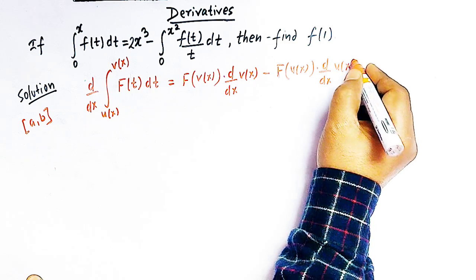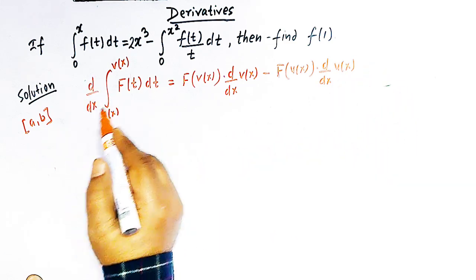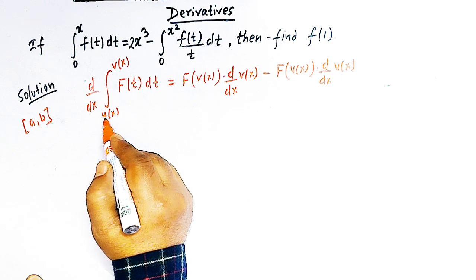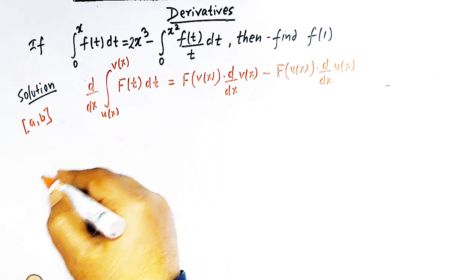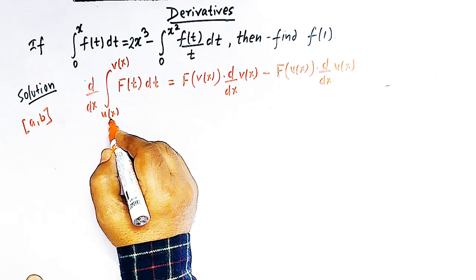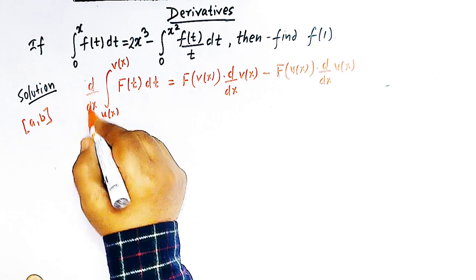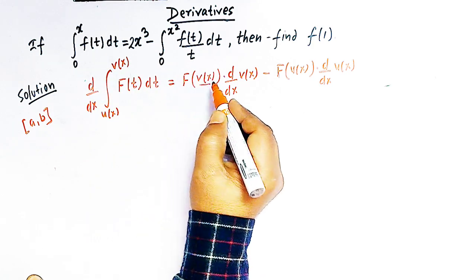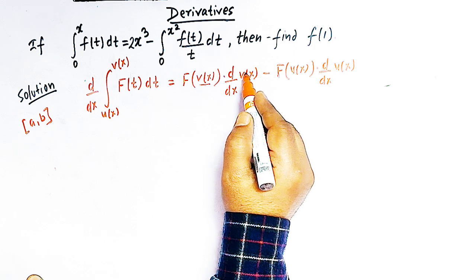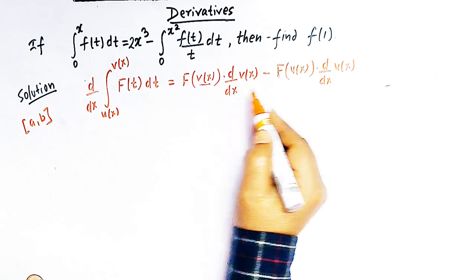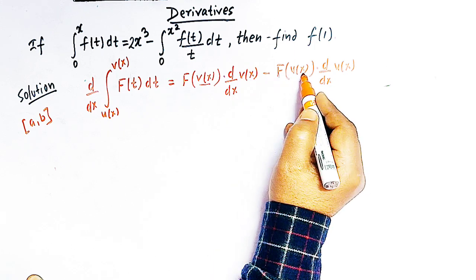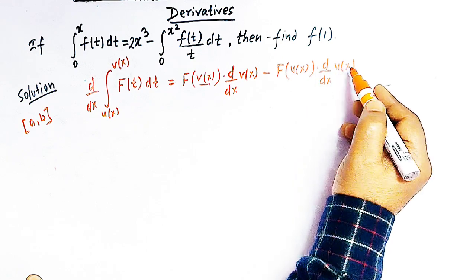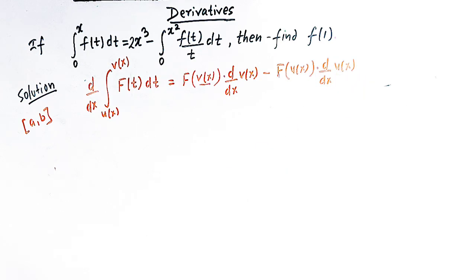So now we have to differentiate this integral where the lower limit and upper limit are some differentiable functions of x. So d/dx of this integral is given by f(v(x)) times the derivative of v(x) with respect to x, minus f(u(x)) multiplied with the derivative of u(x).